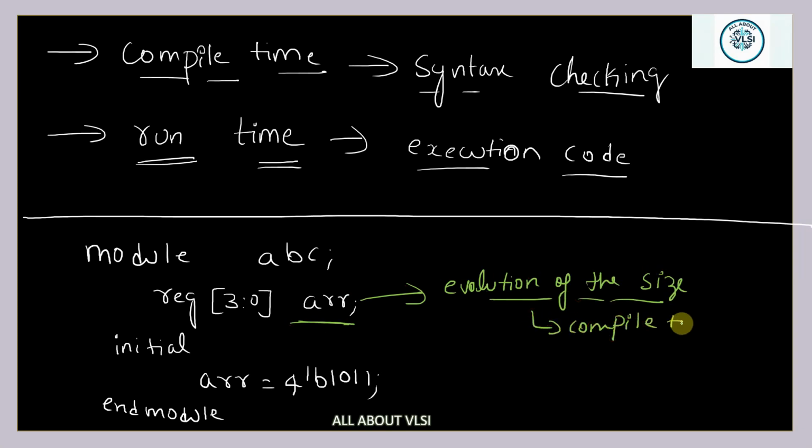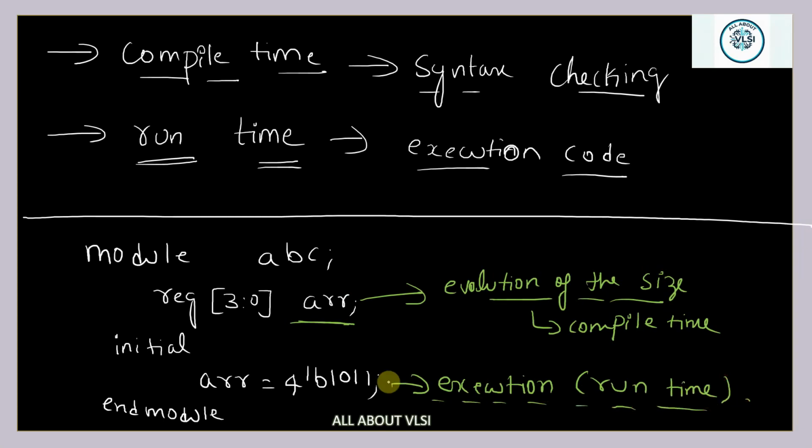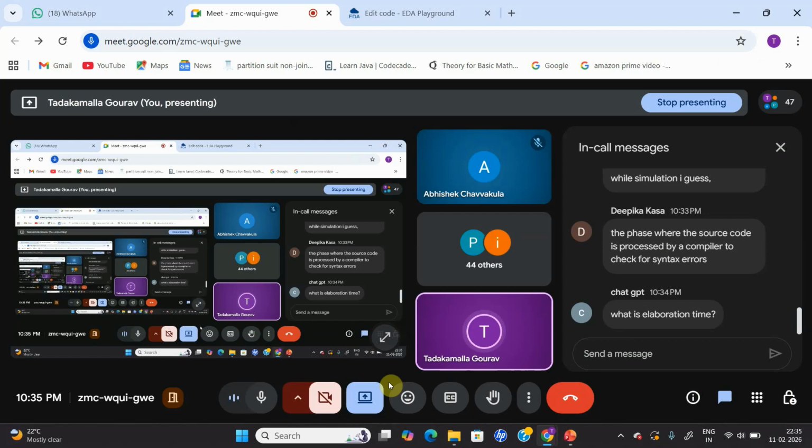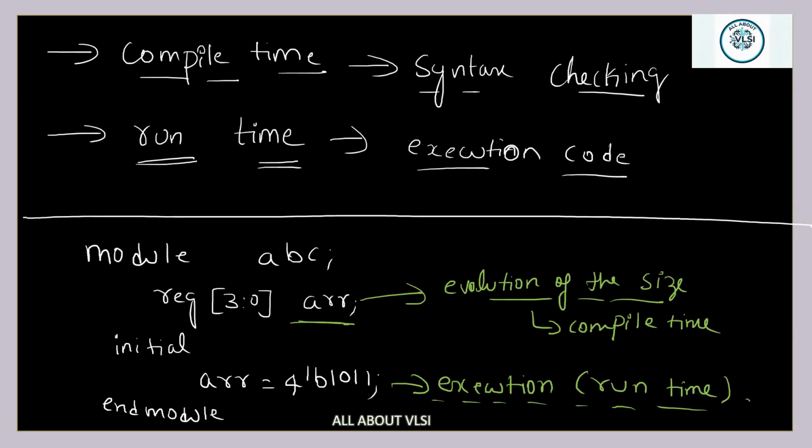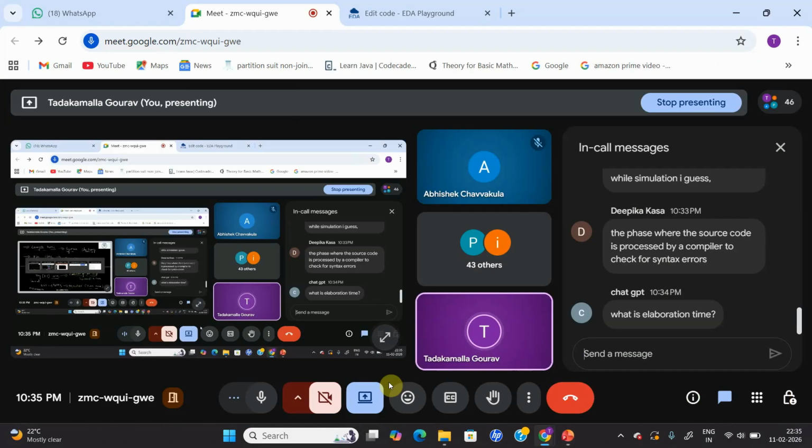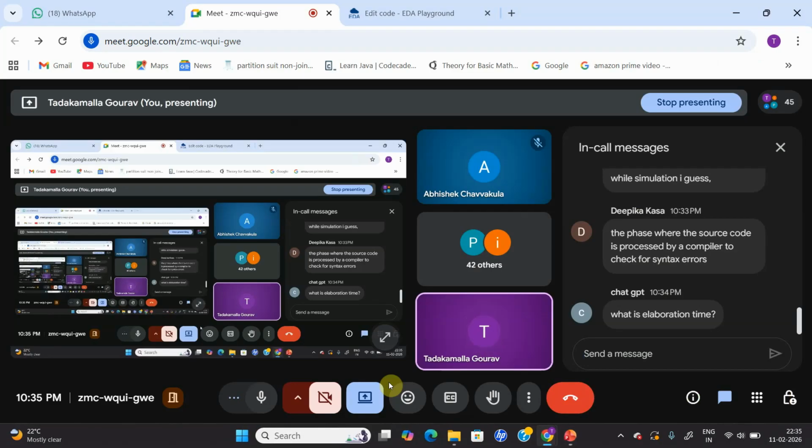Now, during the runtime, the execution happens. Whatever code we have written inside our initial begin block is going to be executed during the runtime. Is it clear, the difference between compile time and runtime? We will discuss elaboration and so on later, but my agenda is to discuss this because we are going to use it in our array concepts. Is it clear for everyone?